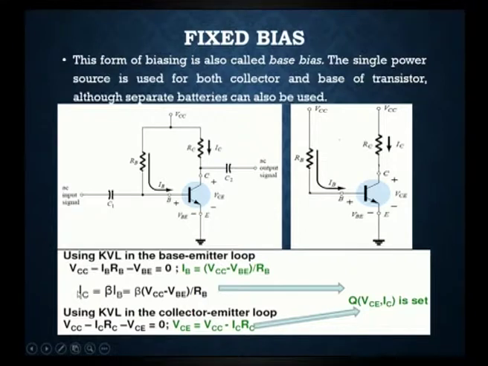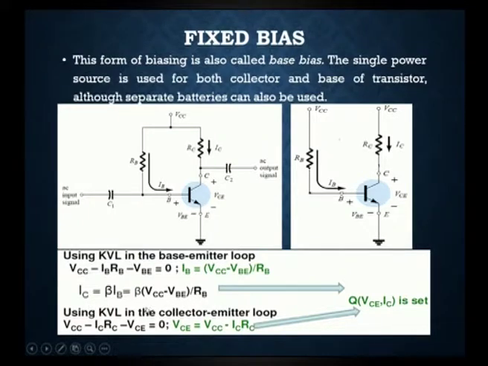After that, if we want IC, we know the expression: IC is equal to beta times IB. The IB value we already got from the above expression, IB is equal to VCC minus VBE divided by RB. This value is substituted here. So the IC value becomes beta into VCC minus VBE divided by RB.